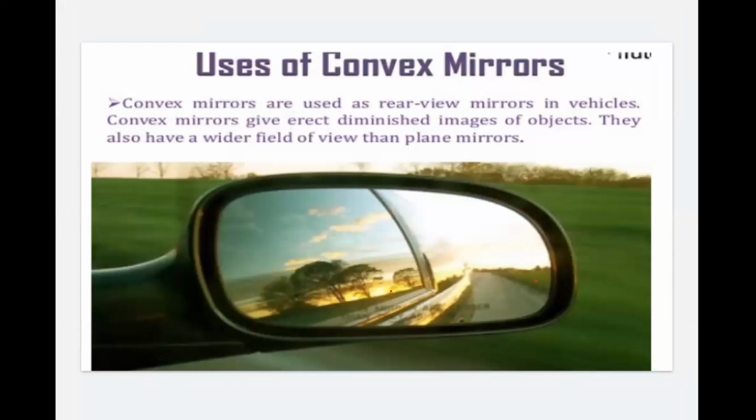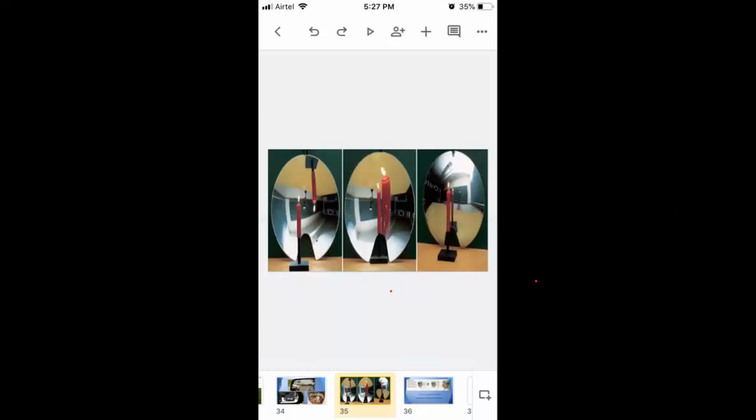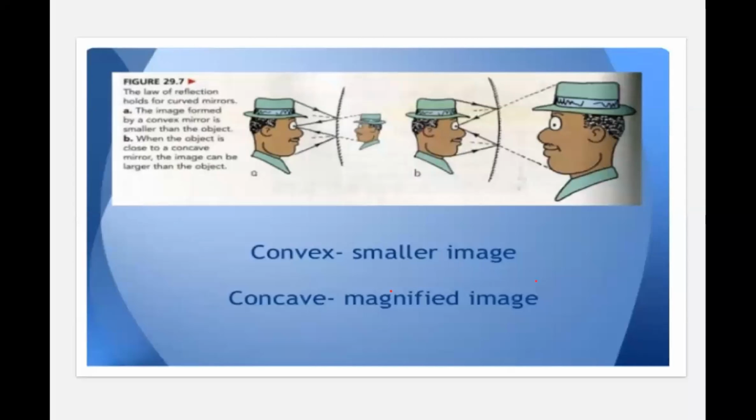Why are convex mirrors used in rear view mirror? They are producing diminished image. Diminished image means a smaller image, and definitely they provide wider viewing angle. With this slide, we actually got to see how the image is being produced by concave mirror and convex mirror. A concave mirror produces enlarged image, magnified image, and a convex mirror produces a smaller image.